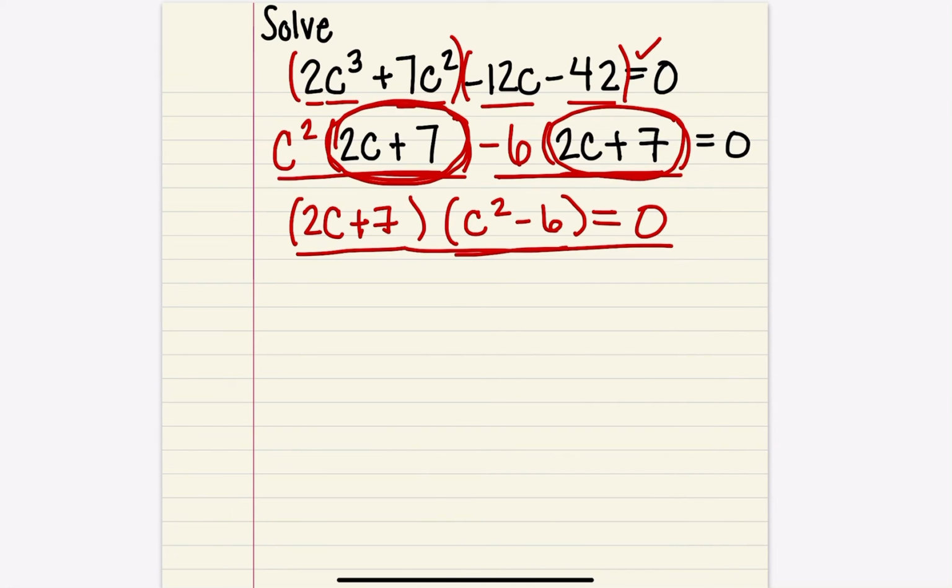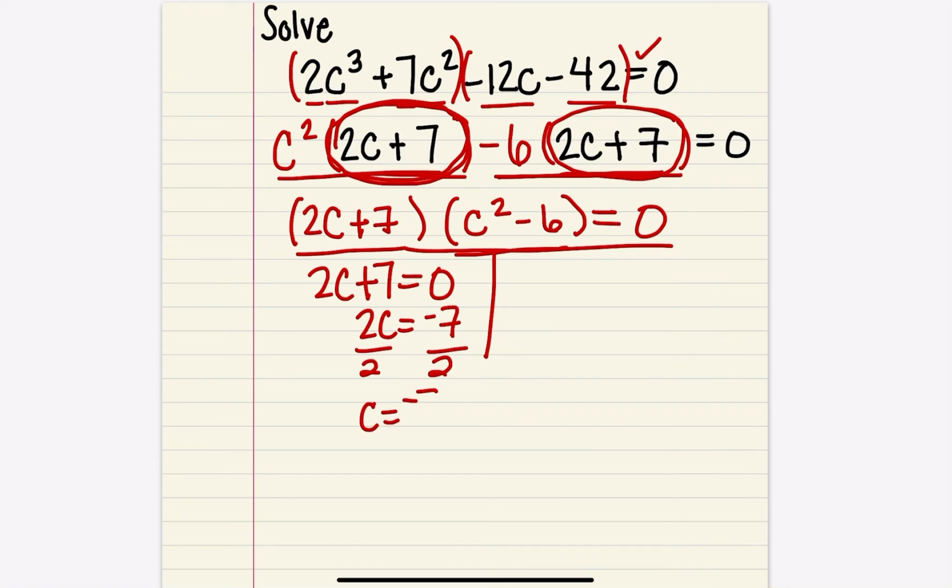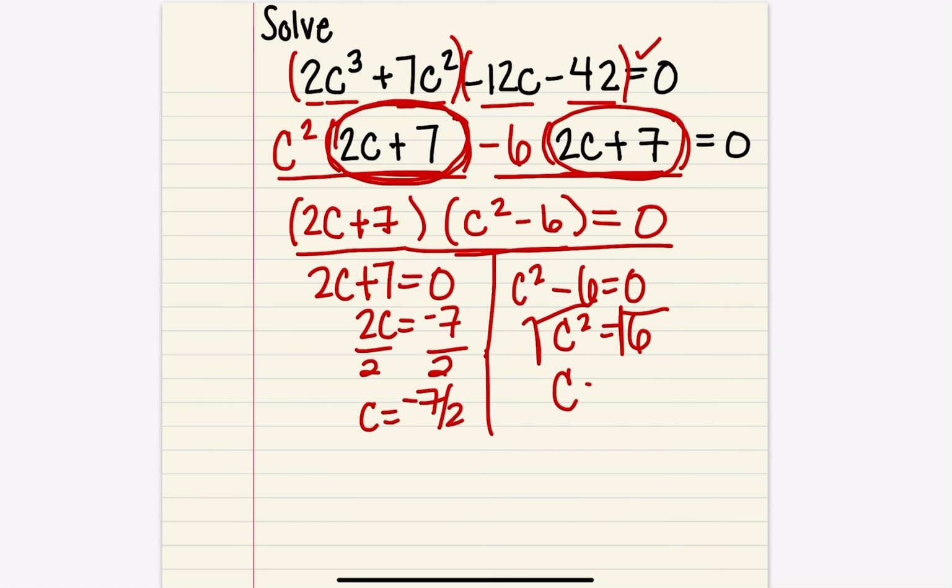So that means I can draw my table and say, well, either 2c plus 7 is equal to 0, and solve for c. So I subtract the 7 over, then divide by 2. So c is equal to negative 7 halves. And then I could say, or c squared minus 6 could give me 0, and I solve for that. So that's c squared equal to 6, square root both sides. So c is equal to plus or minus the square root of 6.